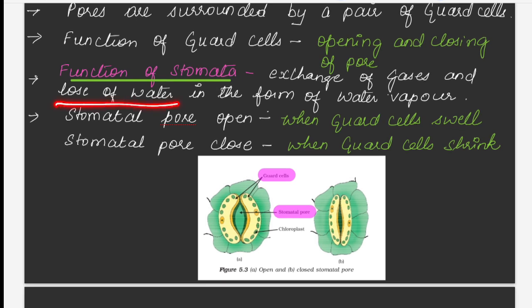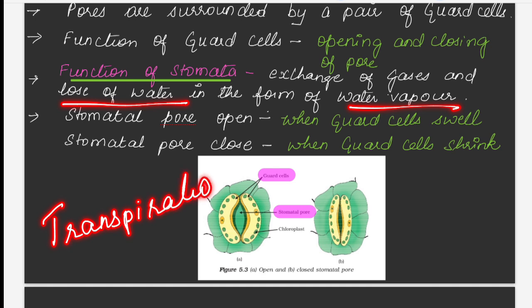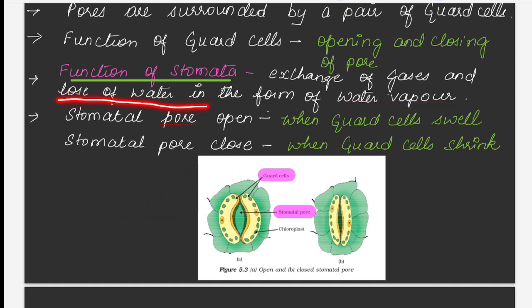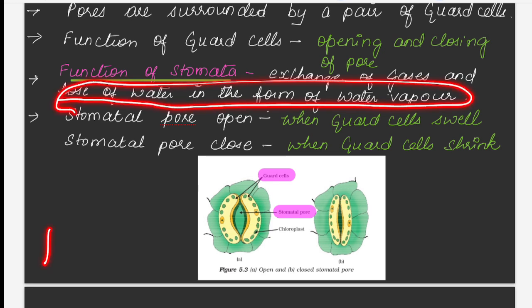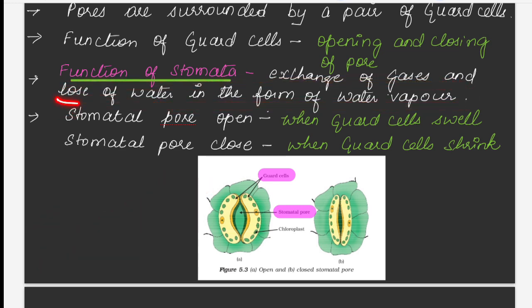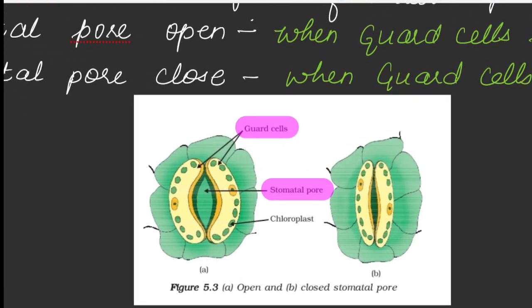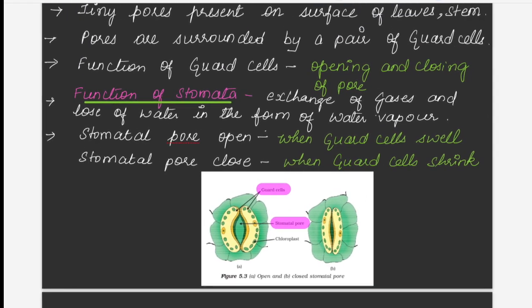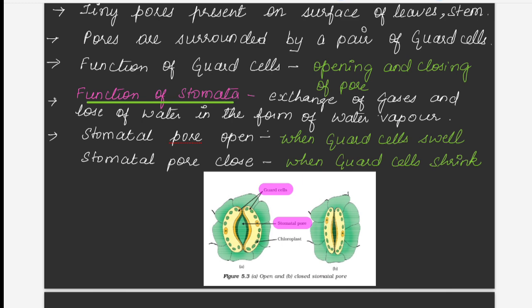The second function is loss of water in the form of water vapor. This process is called transpiration. What is transpiration? Loss of water in the form of water vapor is called transpiration. If excess water is present in the plant, that excess water will be lost in the form of water vapor through this pore. So this pore will be open, and from here water will come out in the form of vapor into the surrounding. These are the two main functions of stomata.